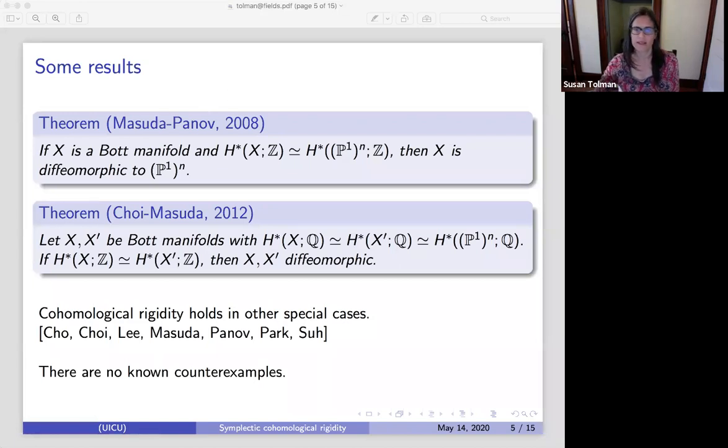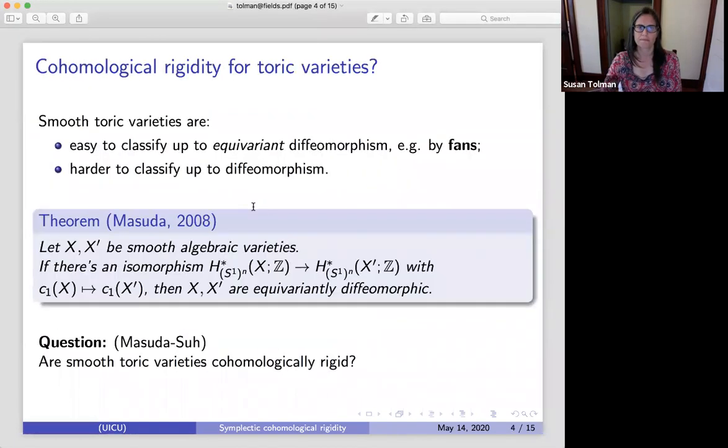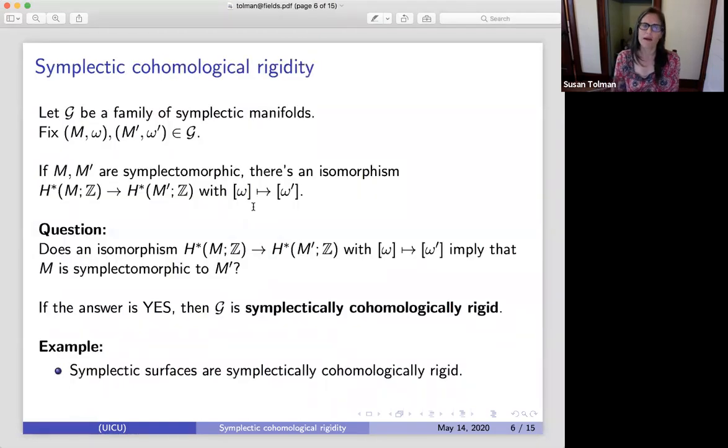Okay, great. So I'll go on to the next part, which is I want to talk about symplectic cohomological rigidity. Okay, why is this not working? Ah, there we go. Sorry. Okay, so now we want to talk about symplectic cohomological rigidity.